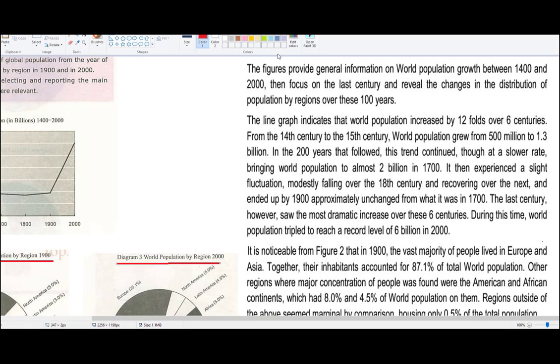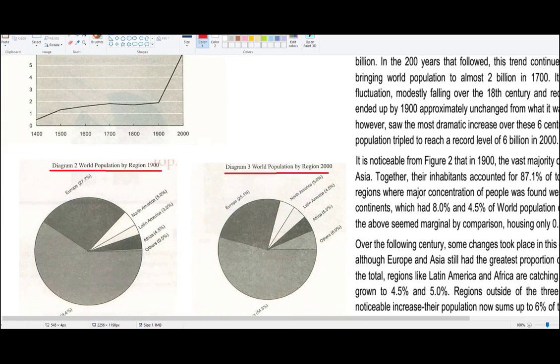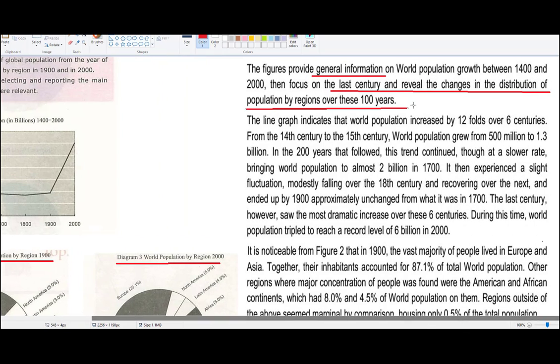And if we look at the description, the figures provide general information on world population growth. See, this is one reason why it's so long. We have unnecessary words. It's general information. Why is this here? This whole thing is too wordy. But what I do like is that this person included information on both the first chart, the line chart, and the pie charts in their overview, and everything is in the beginning. They didn't split it up like the other examples we saw, even though there are some problems there also.